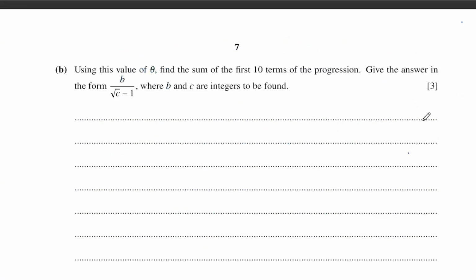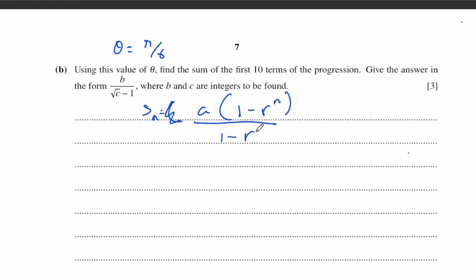Okay? For the next part, we just need to use the value that we got above. So theta equals pi over 6. And then find the sum of the first 10 terms of the progression. Remember, it's a geometric progression, so take care of that. So just Sn equals a times 1 minus r power n over 1 minus r. That's the formula for getting the sum of the first n terms.